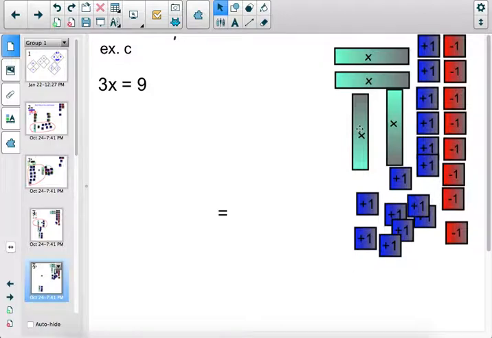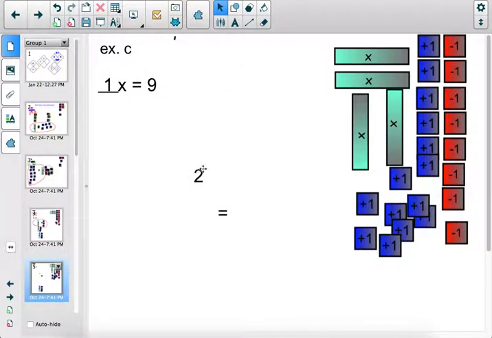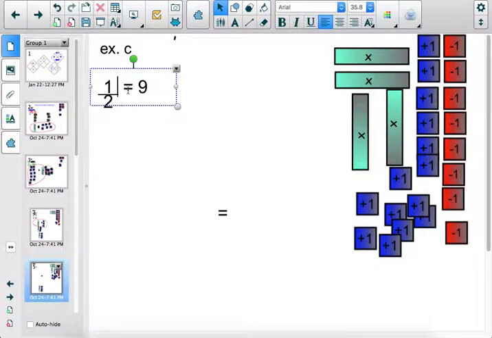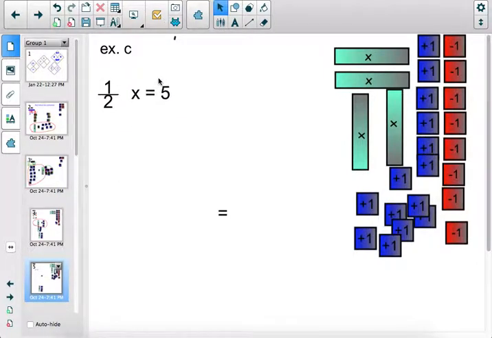All right, I'm gonna change this problem, and I'm gonna do it for you. I'm gonna say 1/2 of x equals, I'm gonna give me a small number like 5. So 1/2 of x equals 5. So this is going to be the inverse of dividing, which is going to be multiply.